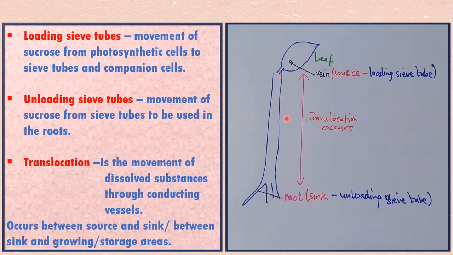Let's note that when substances are moving from source to sink, they move in a different sieve tube. And when it's moving from sink to another place, they move in a different sieve tube. The substances do not move in the same sieve tubes, different sieve tubes. Good. Now, having known these terms, we now want to look at solute potentials in the plants. So we are going to look at solute potentials from the leaves down to the roots.